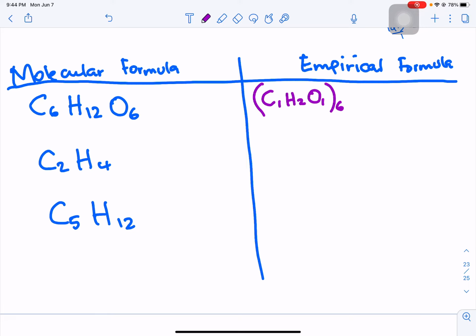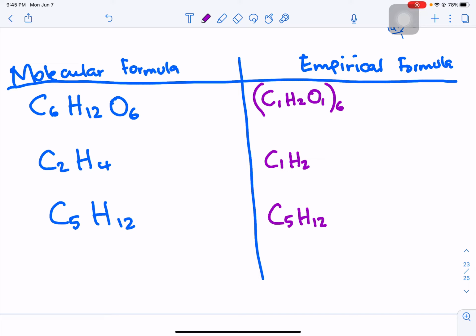Okay? So the empirical formula is a formula that shows the simplest whole number ratio of the moles of the elements in the compound. Down here, C2H4 we can reduce to C1H2, right? Because 2 to 4 is 1 to 2. Here, C5H12 stays as C5H12. So we can say C5H12 is already a molecular formula, but it is also an empirical formula because it is in its simplest whole number ratio. Okay, that is the empirical formula.